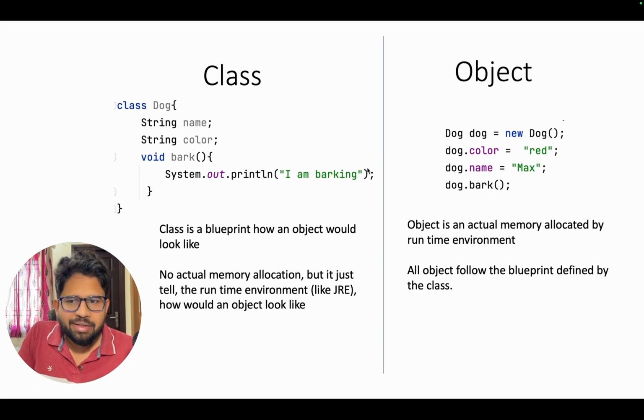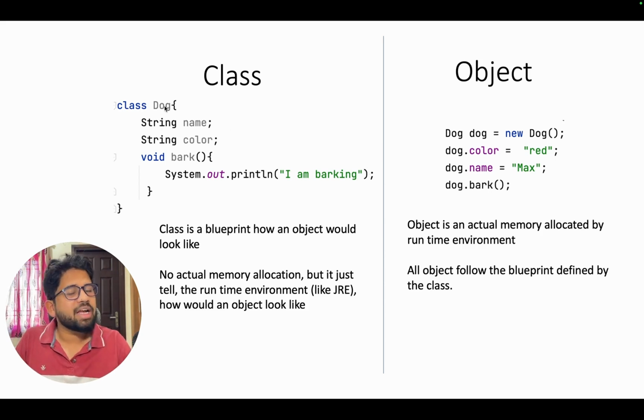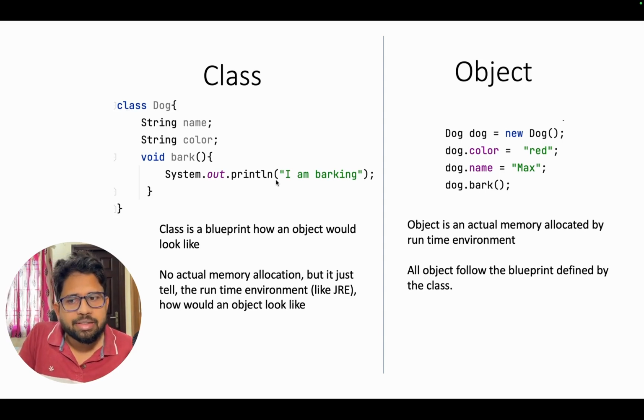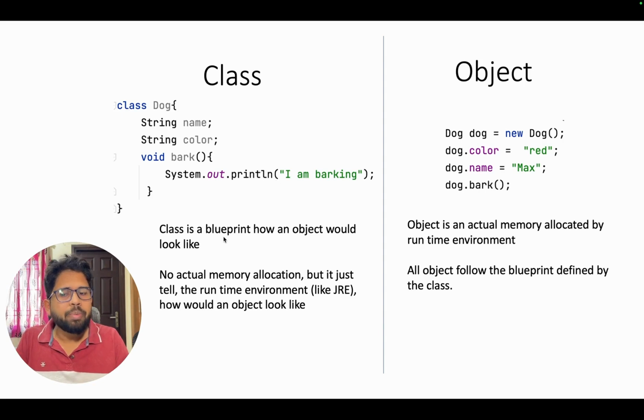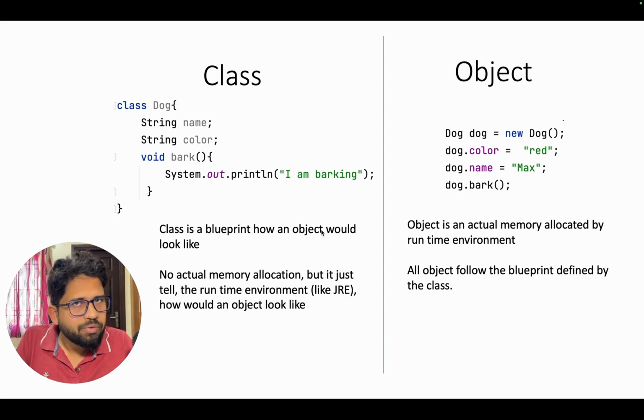What is a class? A class is a way to structure your data. For example, if you want to describe a dog, the dog would have a certain set of properties like name and color, and there are a few actions which a dog would do, for example, bark. Whenever you want to collect a set of information, you can use classes. Classes are the blueprint of how the data would be stored. The data is stored in the form of objects.